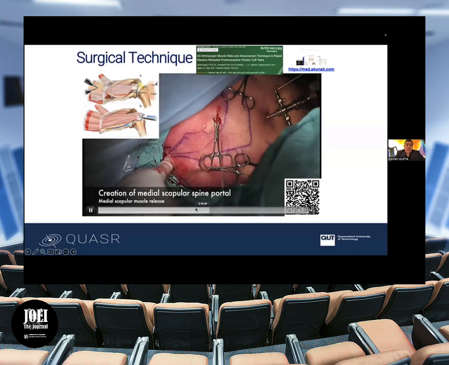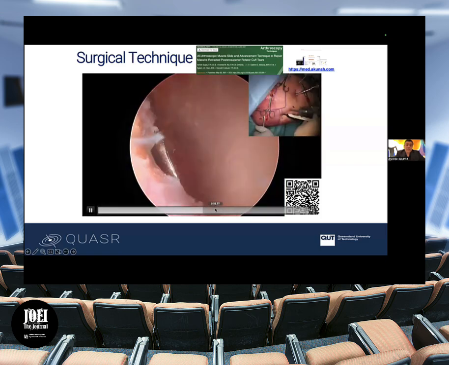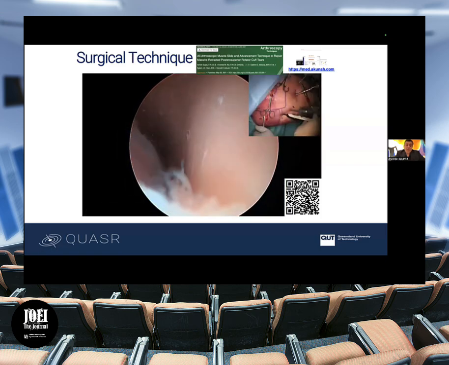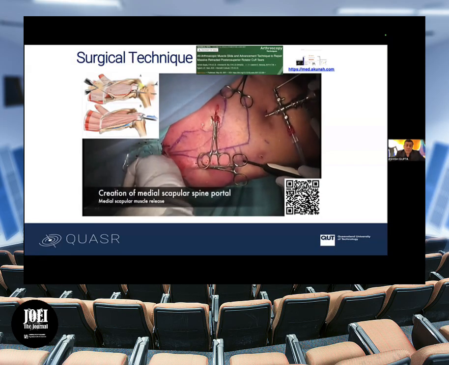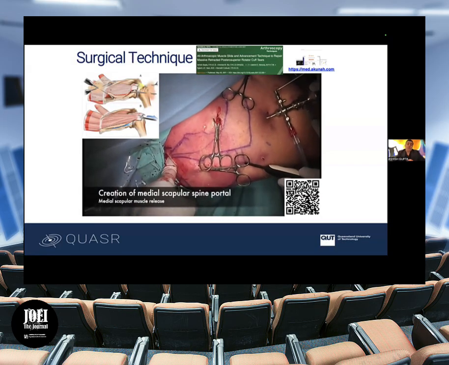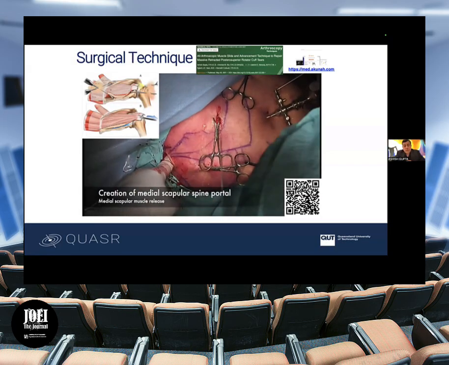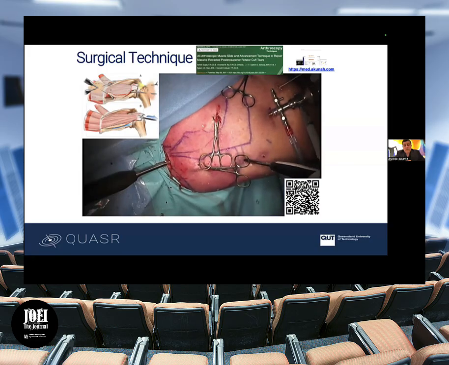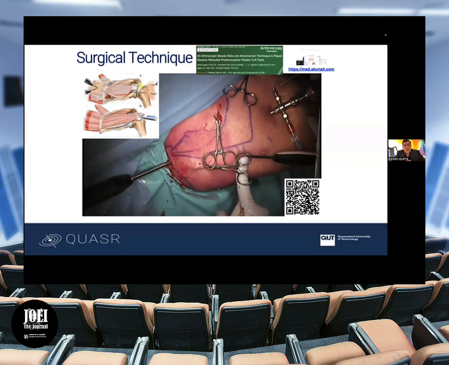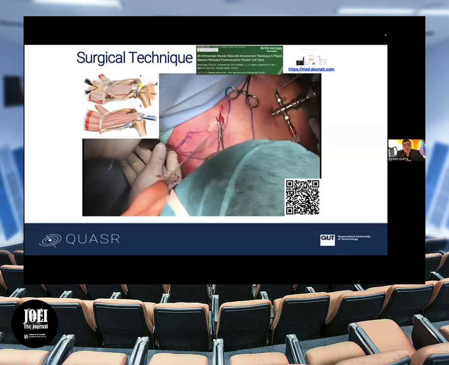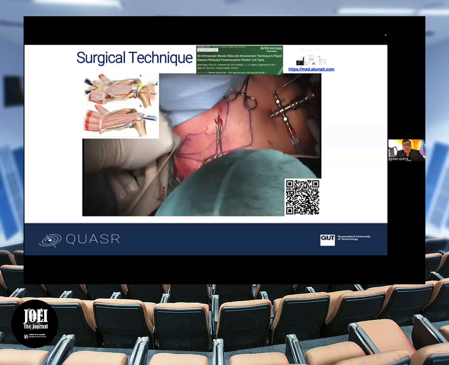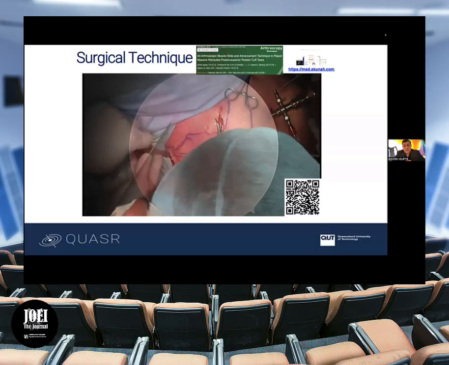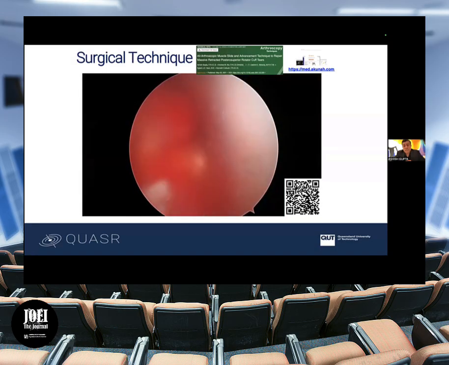So when I finished this part of the operation, I was still not happy with the amount of excursion I got with this. So then what we do is we make a small mini open approach and we split the fibers of the triceps horizontally. So you're not destroying the triceps at all. And you use a Cobb's elevator and you're basically stripping the muscle, supraspinatus and infraspinatus, off the supraspinous fossa and off the infraspinous fossa, so that you're releasing the attachments of the muscle medially. We don't go any further lateral to where the suprascapular nerve pedicle is.